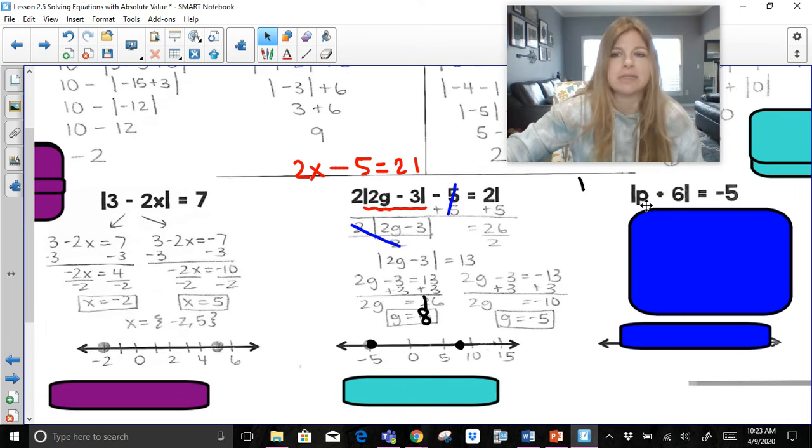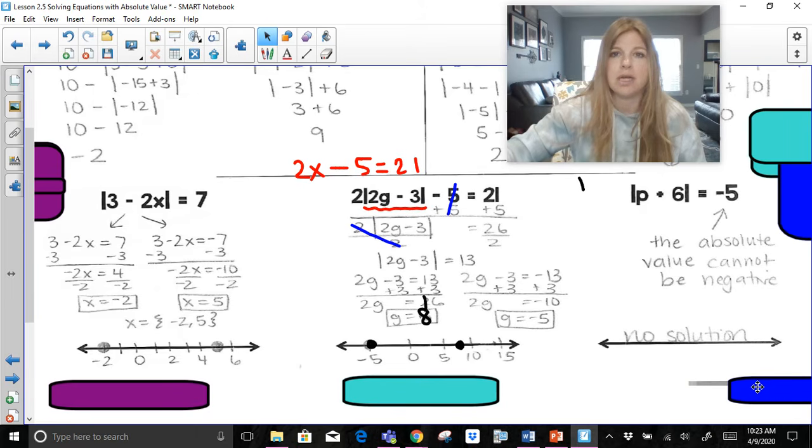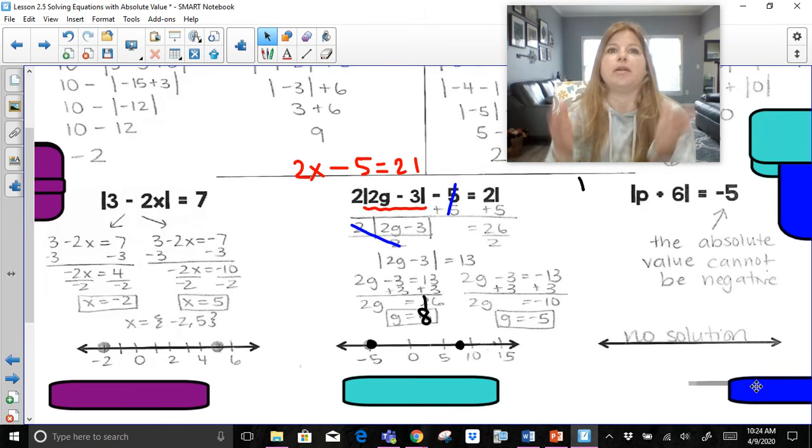It's never going to be negative. There's no negative on the outside. This expression is completely by itself. So this is actually no solution. There's no possible point you could ever pick in the world. And if you can find one, you can comment in the comment section below. I'll give you $100. You're not going to be able to find a number. It just won't work. Because the moment you plug in a number for p and you add 6, and then you take the absolute value of that answer, it's always going to be positive.